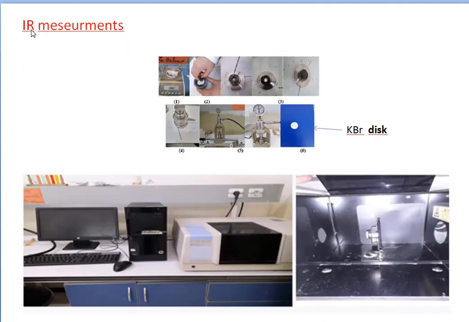Let's start with IR measurement. We have used the KBr disk technique. Here we can see the infrared spectrometer used in our measurement. The KBr disk is placed here in the direction of the IR beam. Before the measurement, the IR spectrum is presented here.